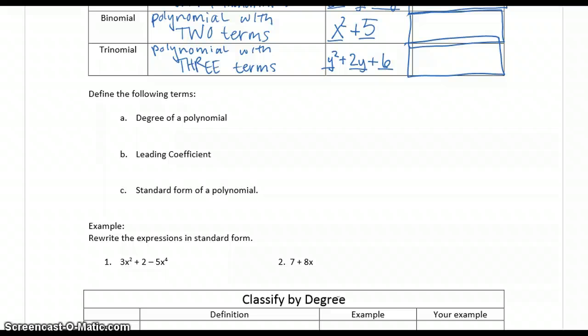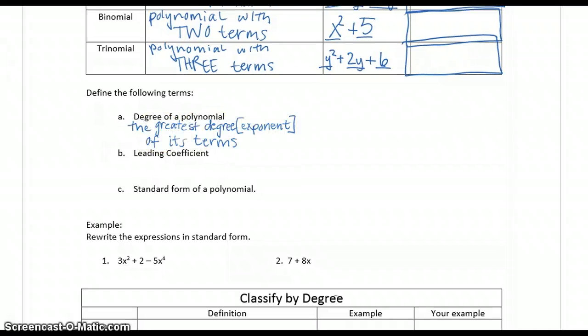Alright, we have a couple more definitions that we can use to describe a polynomial, or the pieces of a polynomial. So first we have the degree of a polynomial. The degree of a polynomial is just the greatest degree of its terms. Degree means the exponent, so the highest exponent in any of its terms.